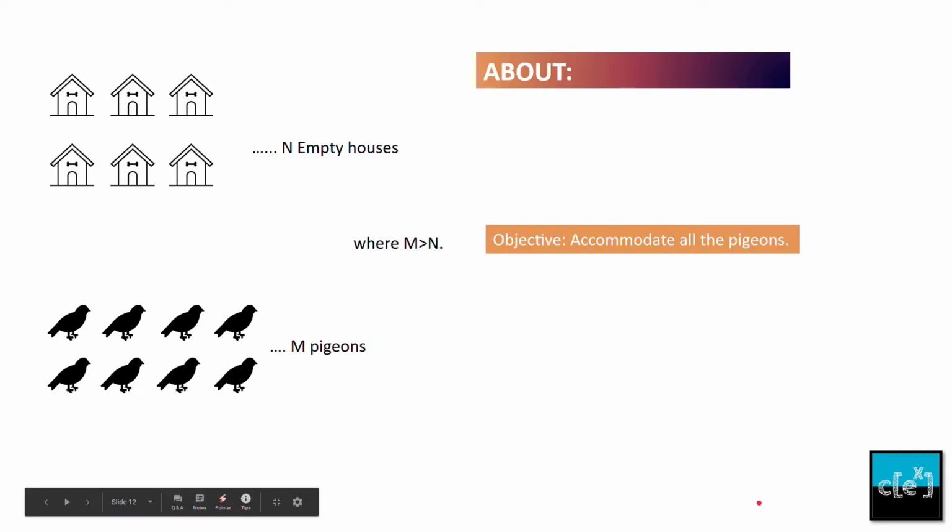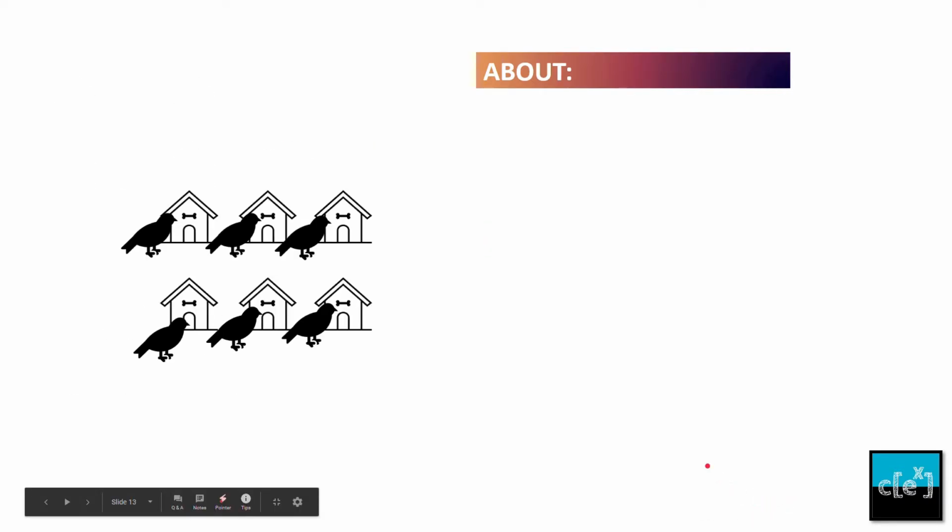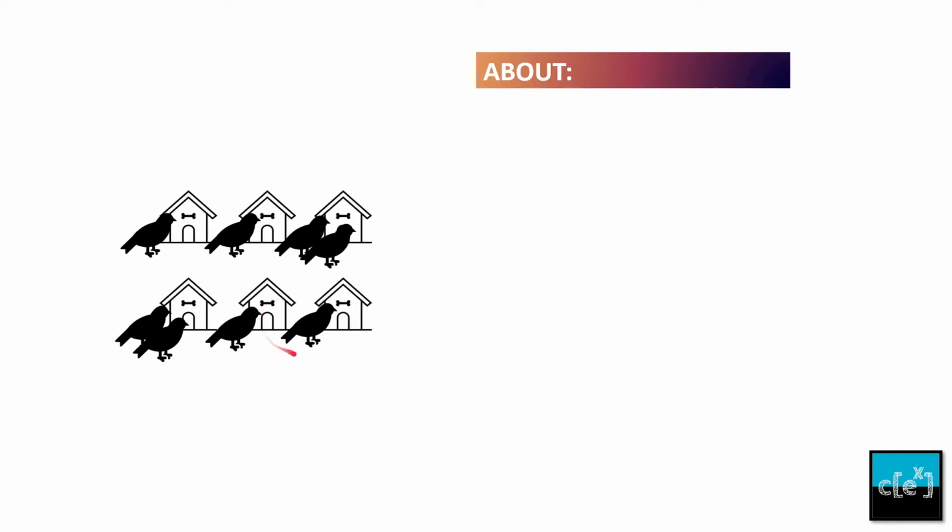In this situation, we can use one of the following approaches. In the first approach, we follow the sequential allocation. That is, we fill the empty houses one by one, taking one pigeon at a time, till all the houses are filled, as you can see in the picture. Now recall that we have more pigeons than the number of houses, so we randomly assign the remaining pigeons like this. Fine, there goes the first approach.